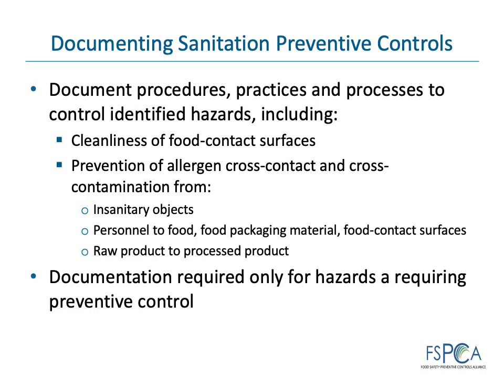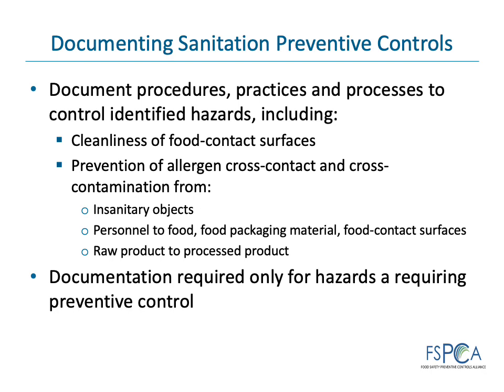If the hazard analysis identifies a hazard requiring a sanitation preventive control, written procedures must be documented in the food safety plan. This may include procedures, practices, and processes needed to ensure the cleanliness of particular food contact surfaces, including utensils and equipment. They also may include procedures to prevent cross-contamination or allergen cross-contact from insanitary objects, as well as from personnel to food, food packaging material, and other food contact surfaces.